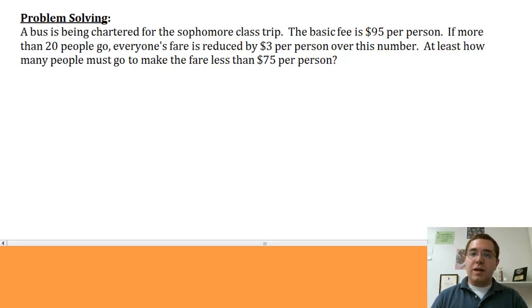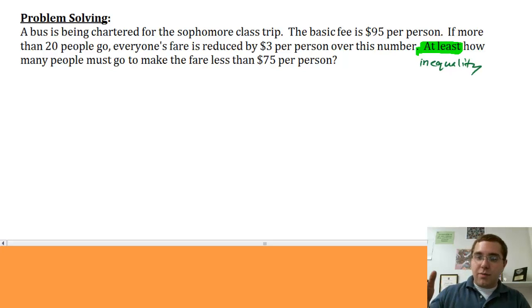So at least how many people must go to make the fare less than $75 per person? How many people do I have to add over 20 in order to get that price down from 95 to 75? Anytime you see the words at least, know that you're going to be using an inequality, because there's not just one number I want. I want the minimum number, and I want to know the whole range that I can take. It's going to be defined by that minimum number, but I can take anything bigger than that.